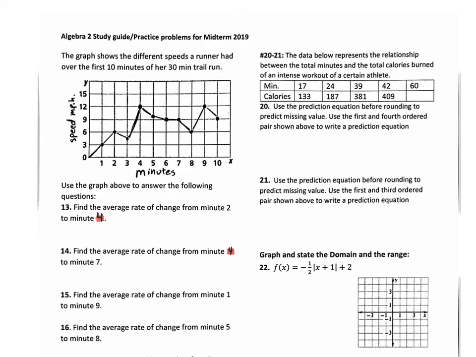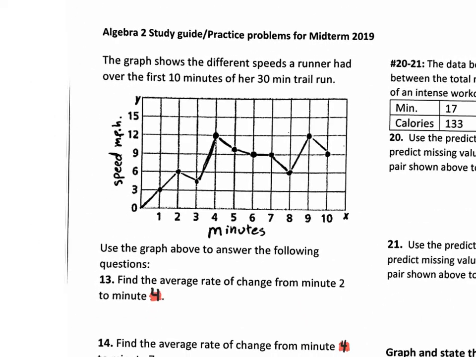So on the back side, we have this graph. There will be a graph like this. It won't be identical, but it'll be very similar. In this particular situation, we're talking about a runner that we recorded her first 10 minutes of her run and her different speeds.